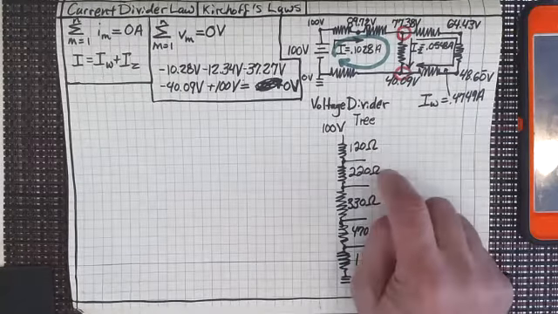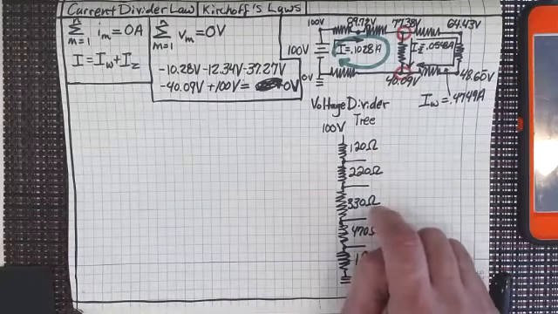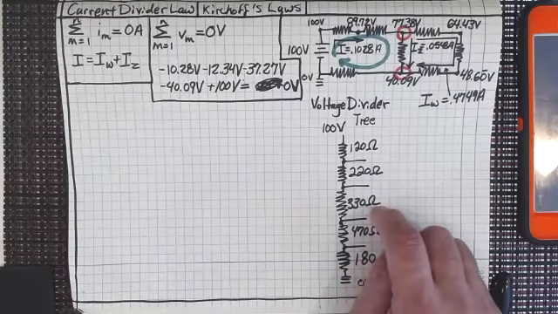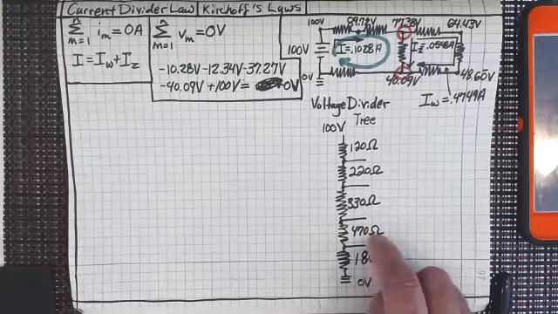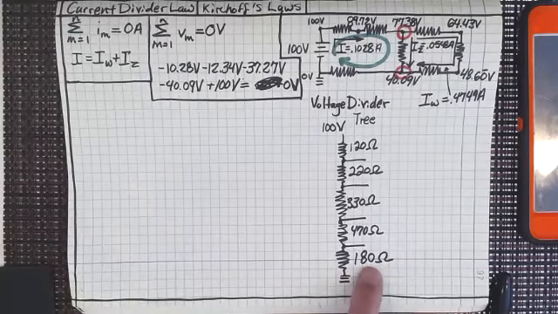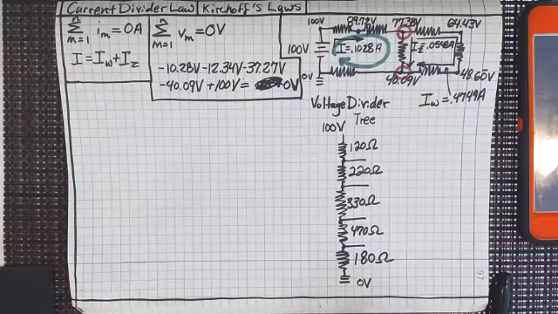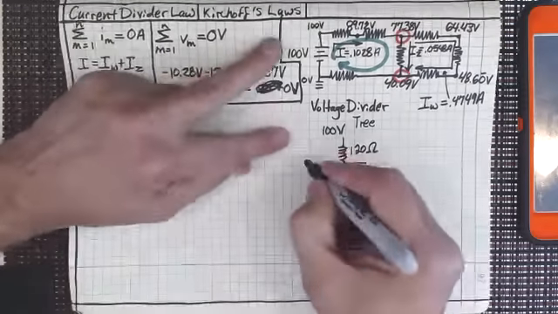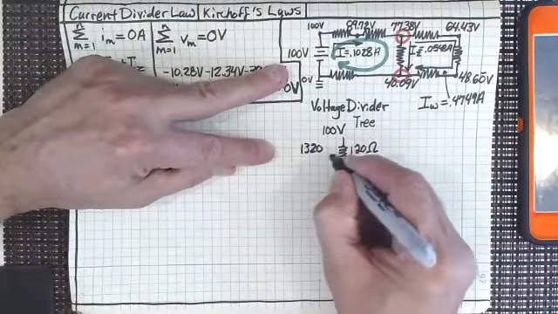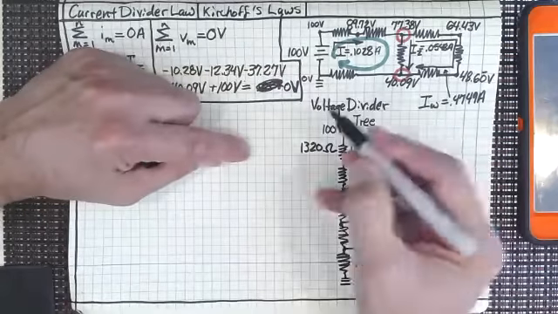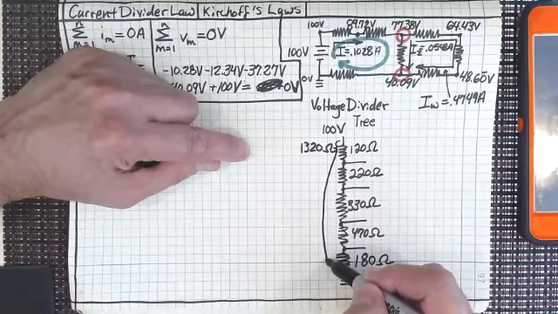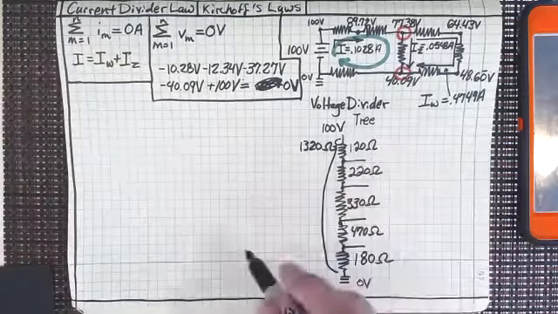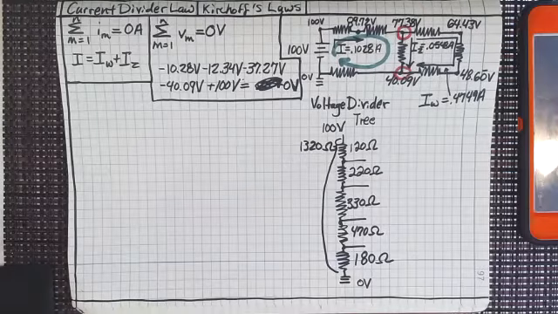So 120 and 220, that gives me 340. 340 and 330 gives me 670. 670 plus 470, that's 1,140, 1,240, 1,320. So our total amount of resistance that I've got there is 1320 ohms, right? And that's going to be the total. I'm just going to draw that there so everybody can see that the total resistance is 1320 ohms.